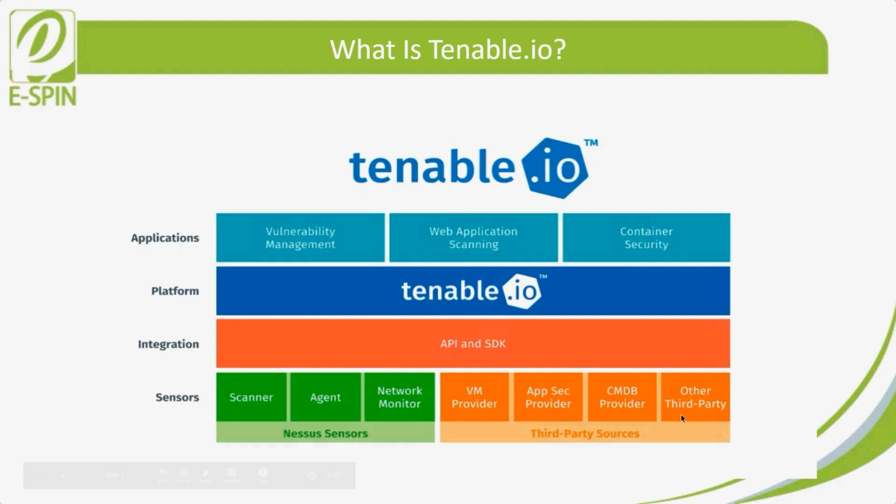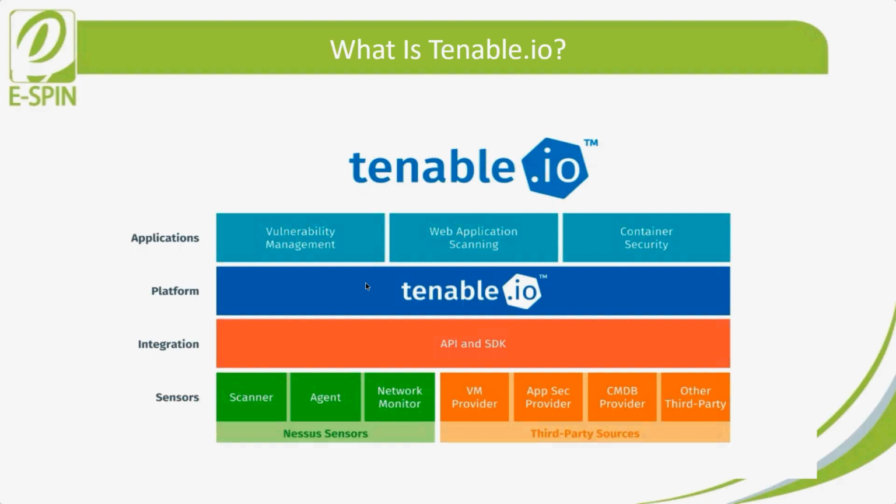As you can see, this is the Tenable IO platform. Tenable IO can be divided into three applications. First is vulnerability management. Second, web application scanning. And third, container security. For today, I will focus on vulnerability management. For web application scanning and container security, we will focus on other sessions.